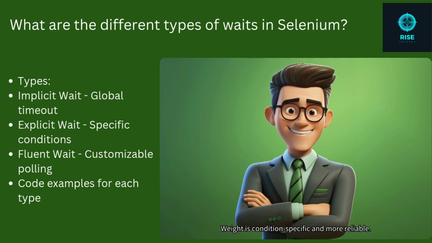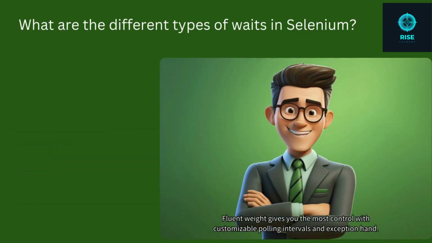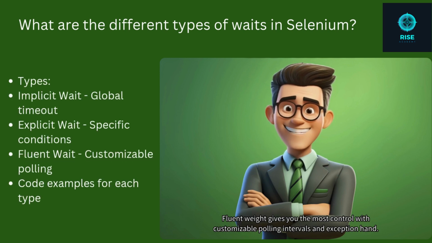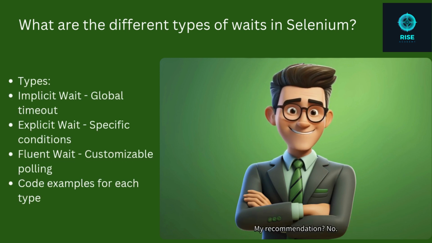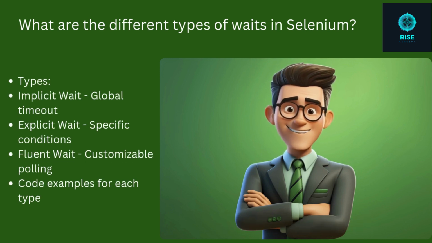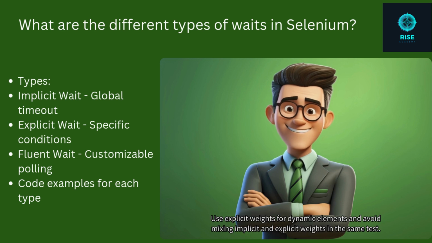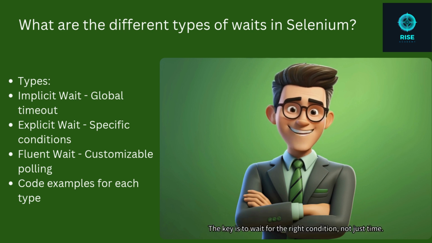Explicit wait is condition-specific and more reliable. Use this for dynamic content. Fluent wait gives you the most control with customizable polling intervals and exception handling. My recommendation? Use explicit waits for dynamic elements and avoid mixing implicit and explicit waits in the same test. The key is to wait for the right condition, not just time.